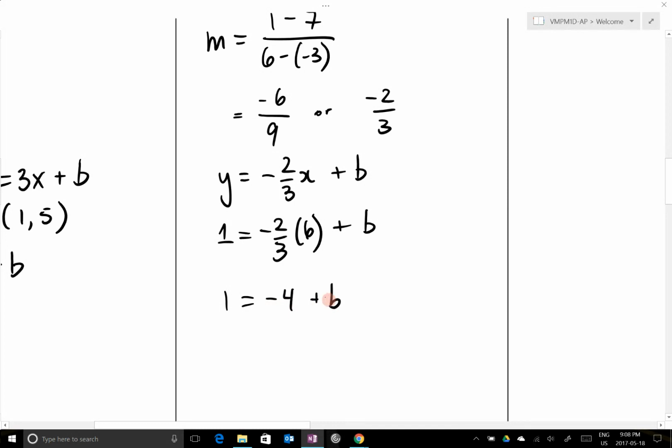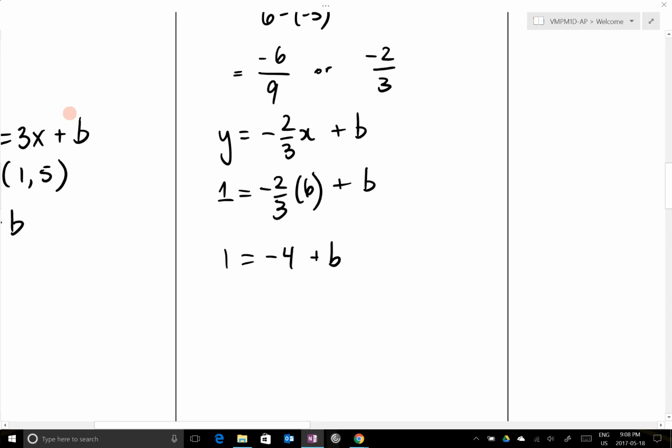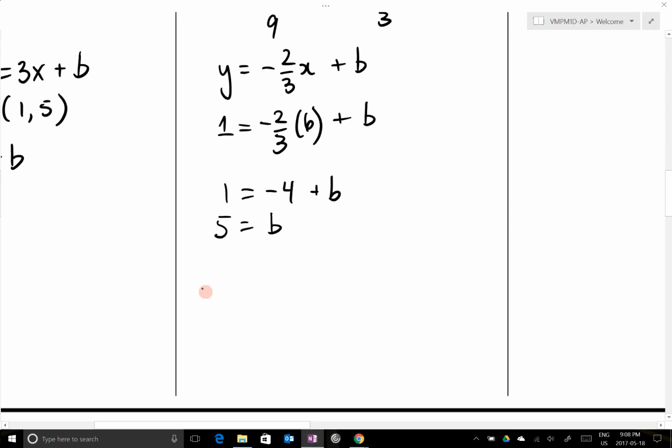And if I'm solving for b, I got to isolate. What happens if I add 4 to both sides? I get rid of this, and this becomes 5. So 5 equals b. Okay, and once you find your b value, you write the equation y equals, and then write your slope, which is negative 2 over 3 multiplied by x plus 5.